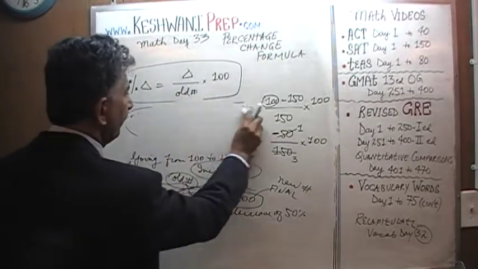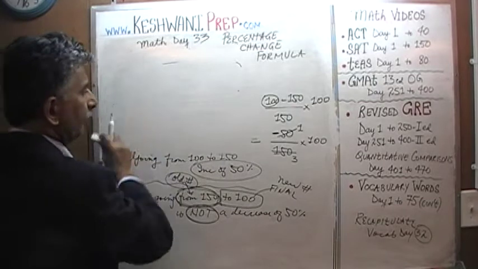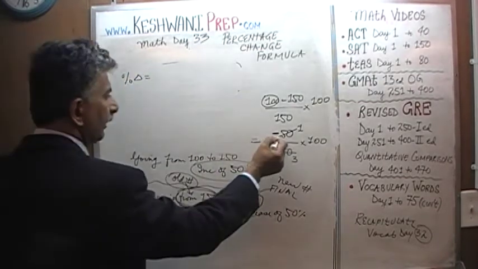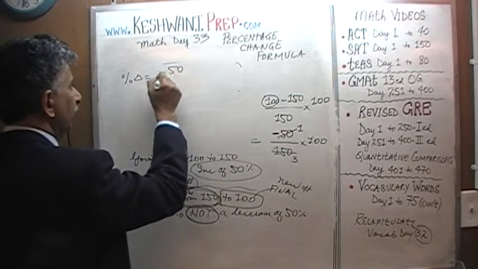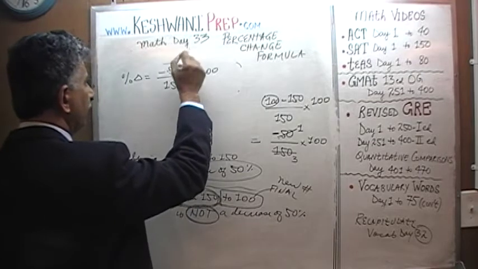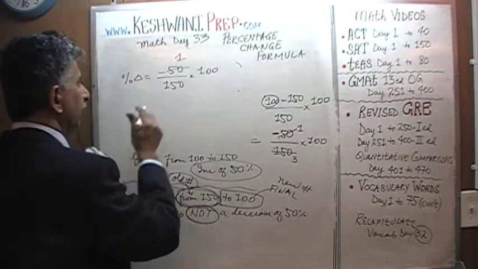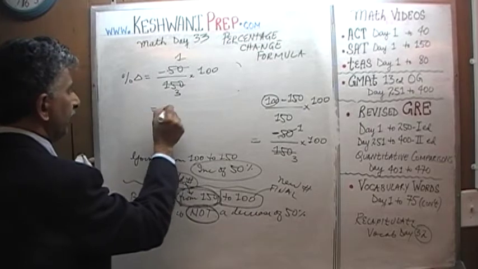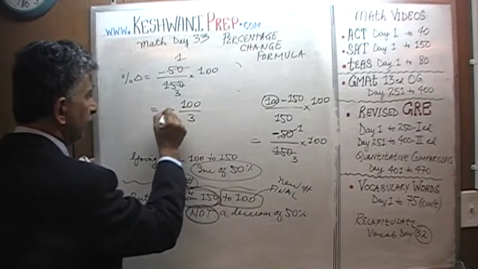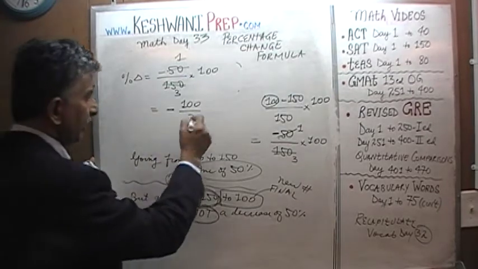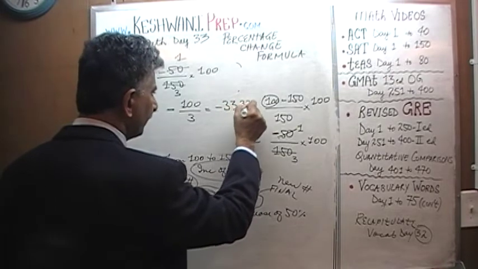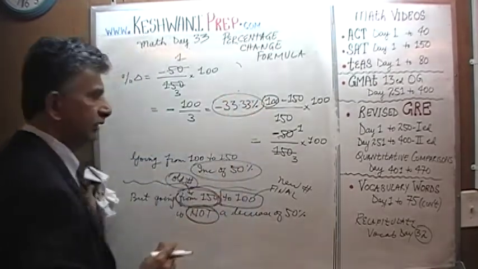Let's continue here. So what we end up with is percentage change is, it was like this, negative 50 over 150 times 100. Divide top and bottom by 50, and it becomes 3, and what we end up with is negative 1 times 100, it's just 100 over 3, with a negative sign in front of it. 100 divided by 3 is 33.33%.